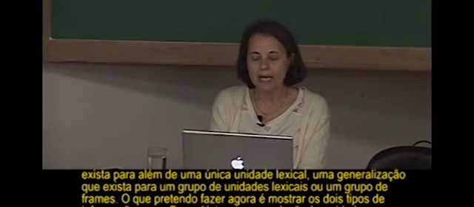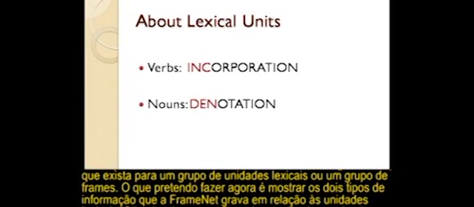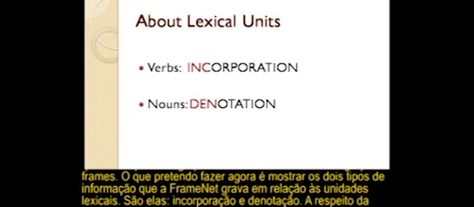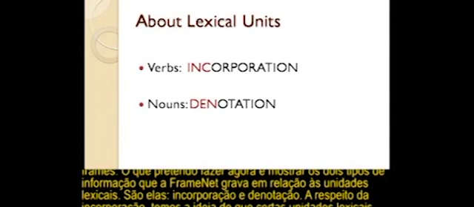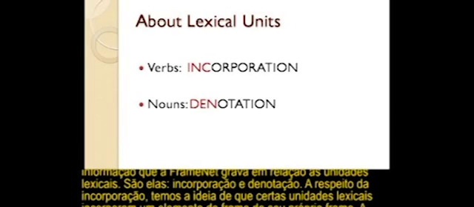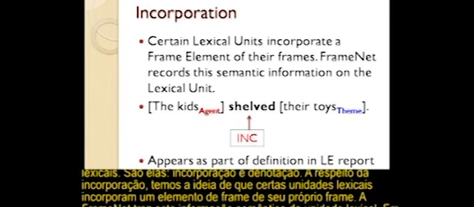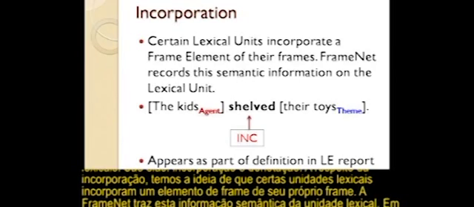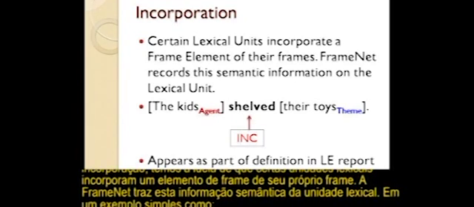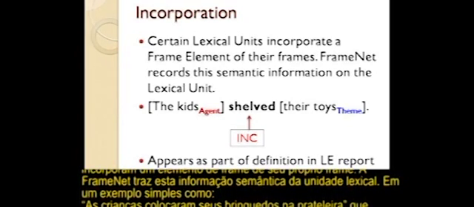So what I want to do is look at two types of information that FrameNet records that is about lexical units. And that information is incorporation and denotation. So incorporation is the idea that certain lexical units incorporate a frame element of their frames. FrameNet records this information on the lexical unit.